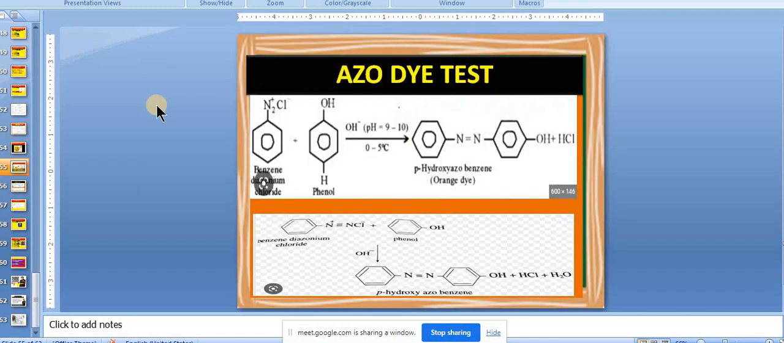So now moving forward to the next question, that is the Azo Dye test. It is a test between benzene diazonium chloride and phenol, or benzene diazonium chloride with aniline. There are two tests. Phenol, can you please tell me is phenol acidic or basic? Acidic. And therefore, whenever acidic, you should write the basic pH, that is 9 to 10, slightly basic pH. And the temperature always will be 0 to 5, that is ice cold condition.